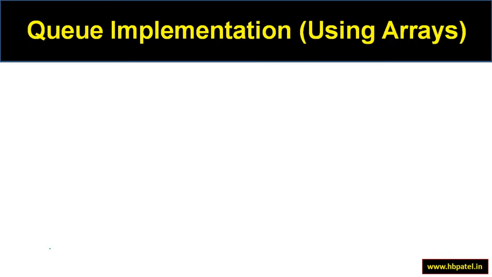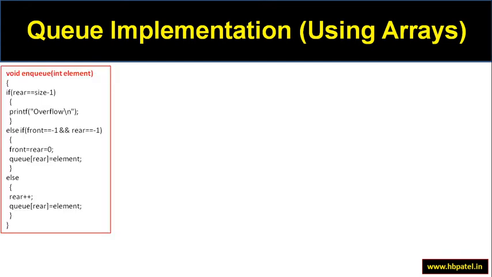Now let us try to implement queue using an array. We can also implement queue using a linked list, but in this video we'll be seeing the implementation of queue using an array. Now look at this, this is the Enqueue function. We know that Enqueue is the addition of something into the queue.